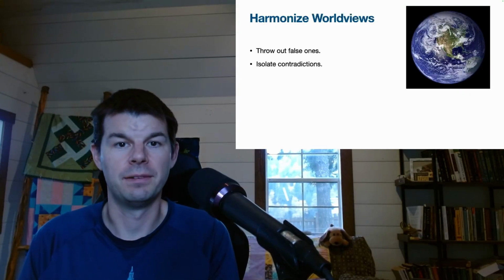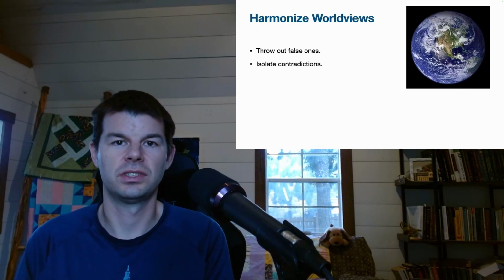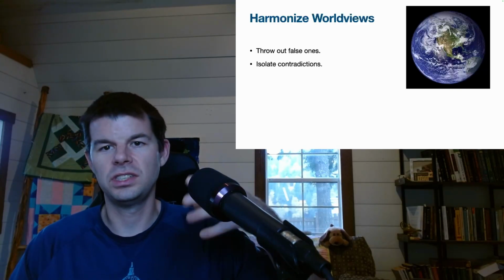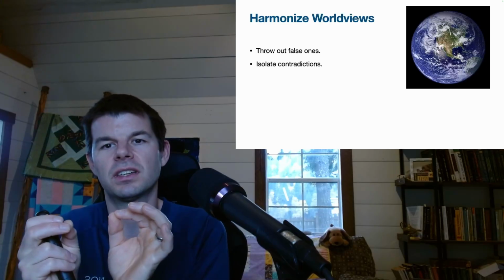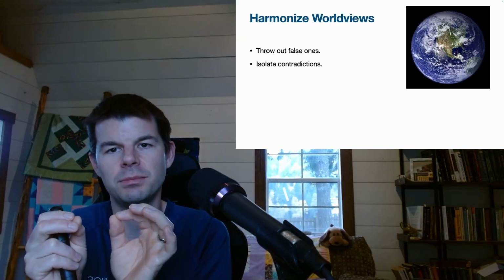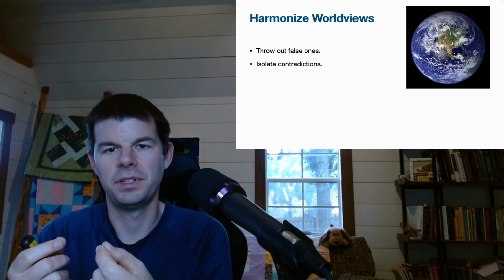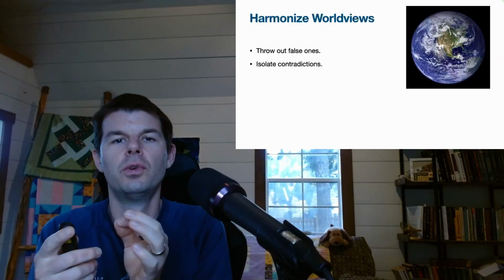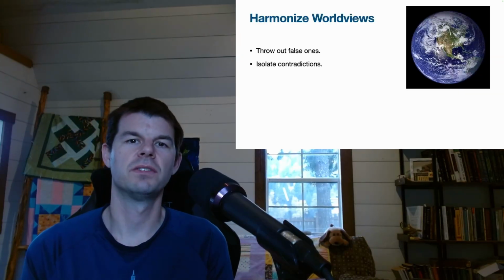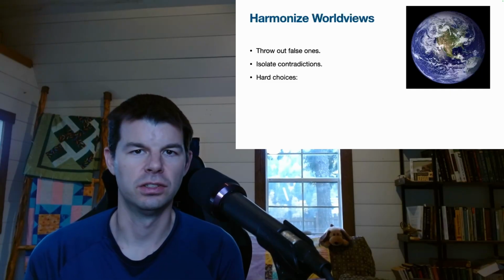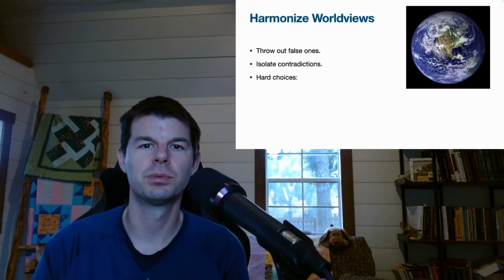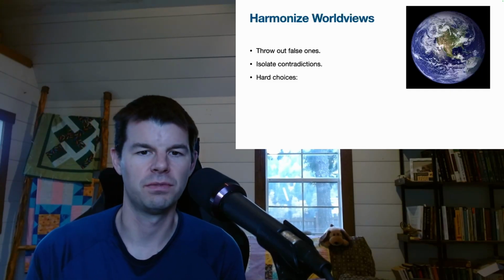Let's say you can't do that. Then isolate what those contradictions are. It's not that the whole ontology A is contradictory with the whole ontology B. It's probably some subset of the claims, right? There are two claims such that one is P and the other one is not P. That's where our contradiction is. Once we've isolated that contradiction, we can figure out what we want to do with it. And this is going to be a hard choice because it's not clear which one's false, right? Because we've already thrown out the false ones.